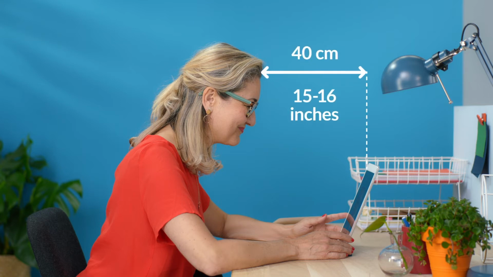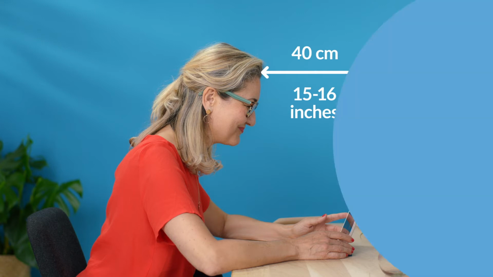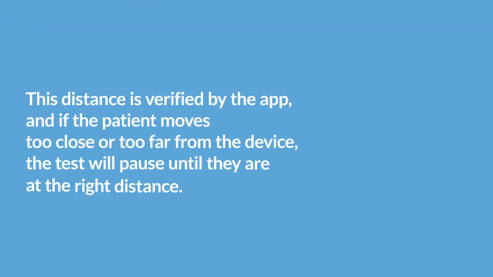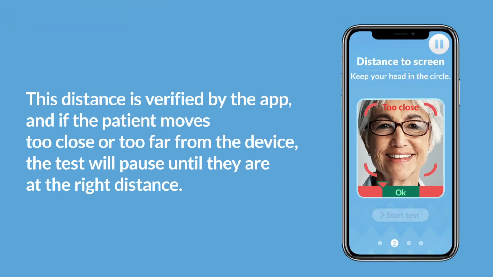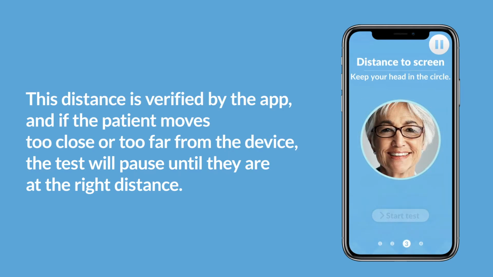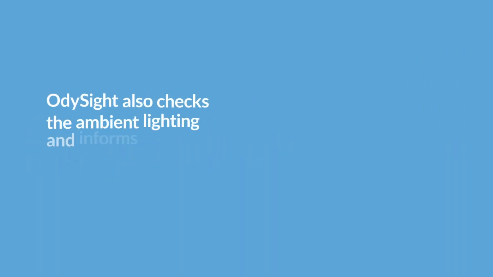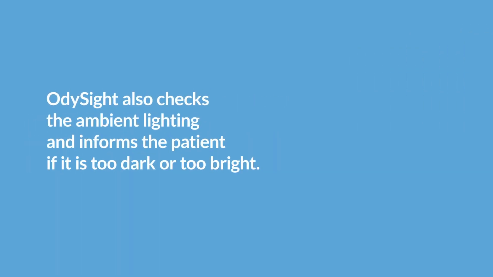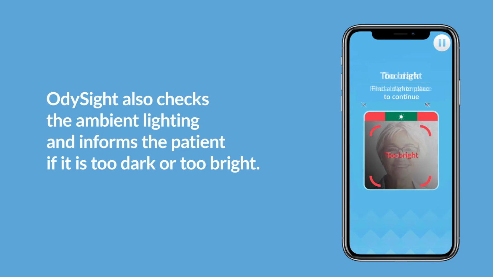When the patient starts a test, they will be asked to place their device approximately 40 centimeters, or 15 to 16 inches, from their face. This distance is verified by the app, and if the patient moves too close or too far from the device, the test will pause until they are at the right distance. OdySight also checks the ambient lighting and informs the patient if it is too dark or too bright.